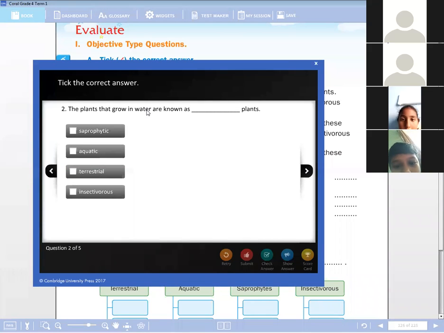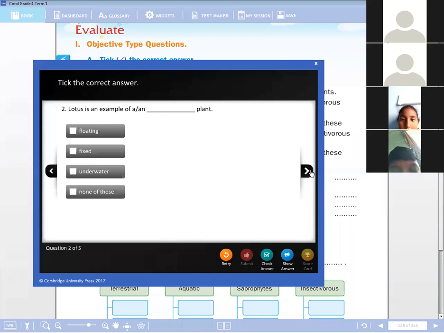The plants that grow in water are known as dash plants. Water plants, children. A, saprophytic, B, aquatic, C, terrestrial, and D, insectivorous. Yatesh is telling it is B, aquatic. Very good. Sai Swarup, Neeraj, Harshini, everyone is telling it is aquatic. Yes, all my children know the word aqua is related to water. Yes, children, it is the correct answer.